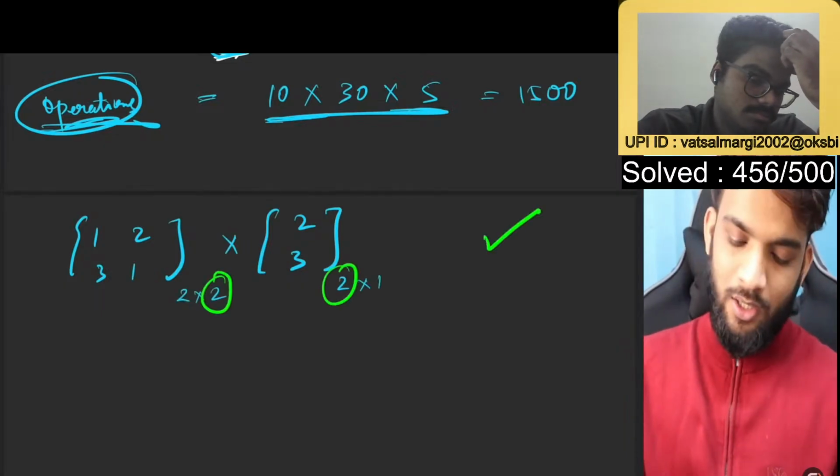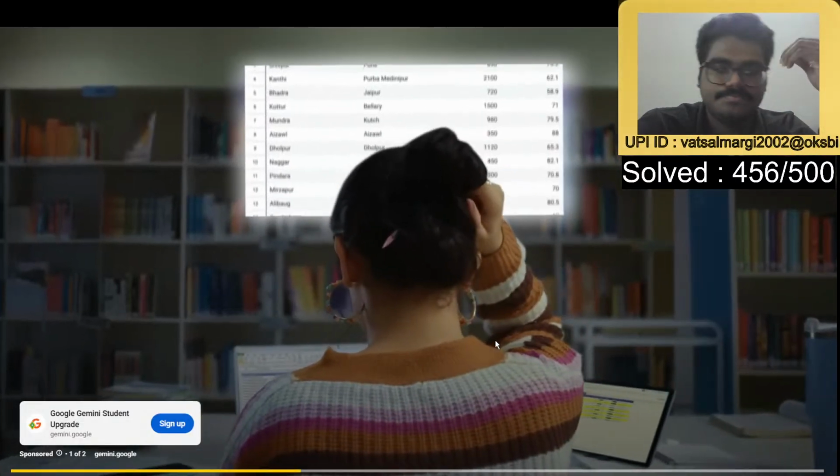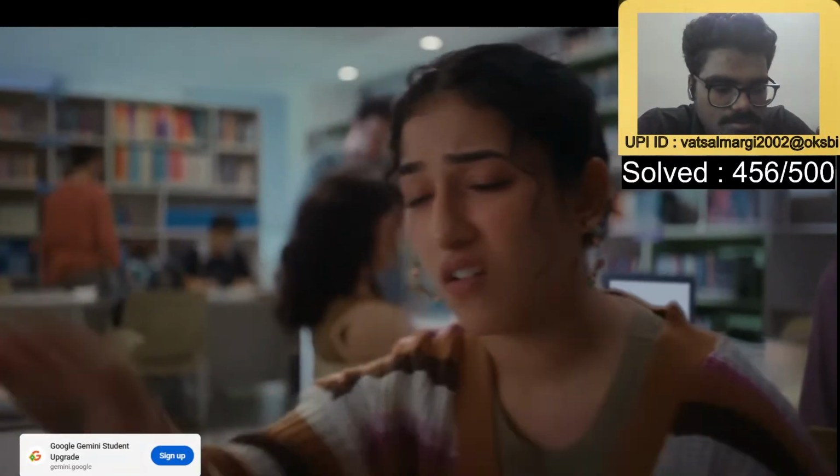So multiplication is possible. Numbers make my head spin. How can I make this easy?